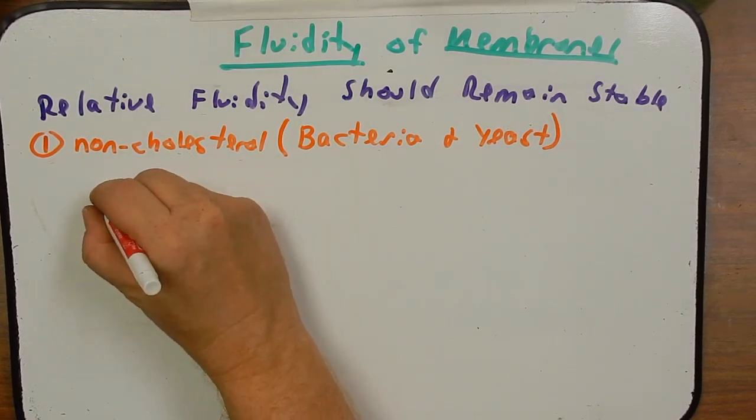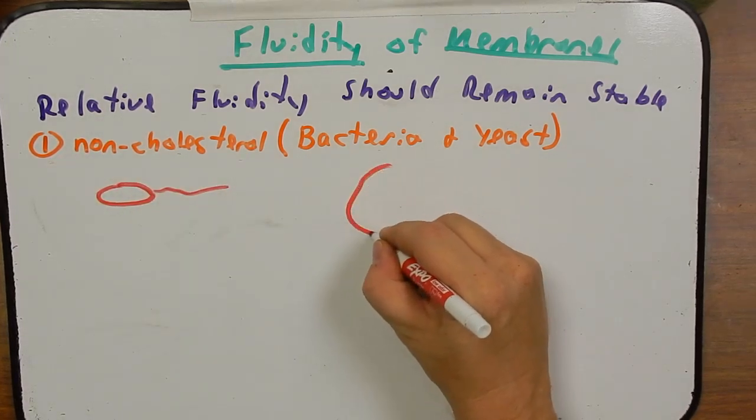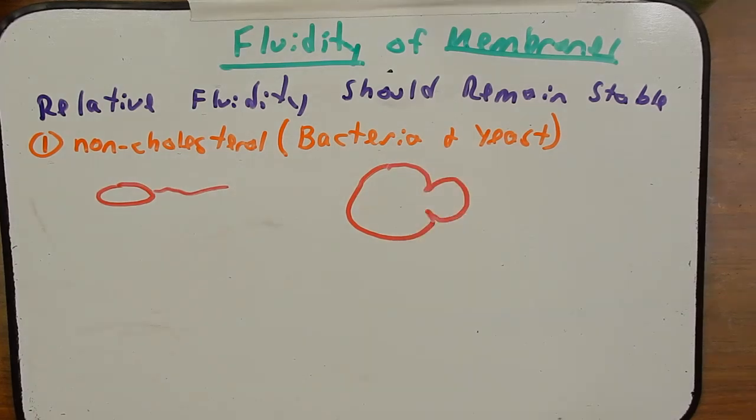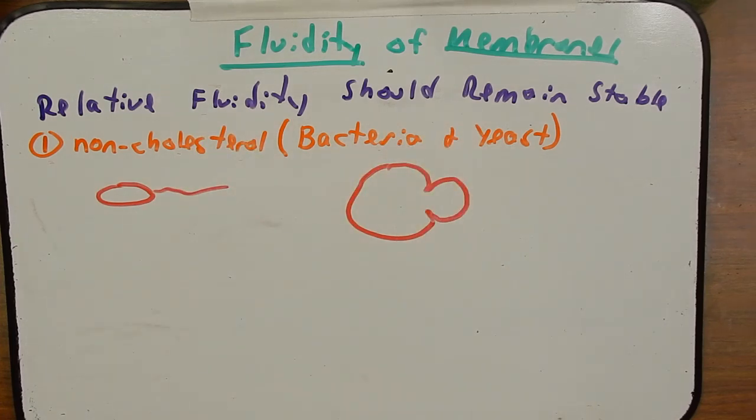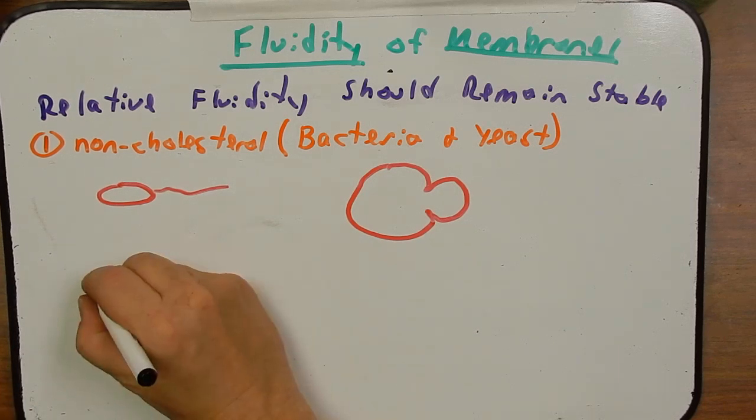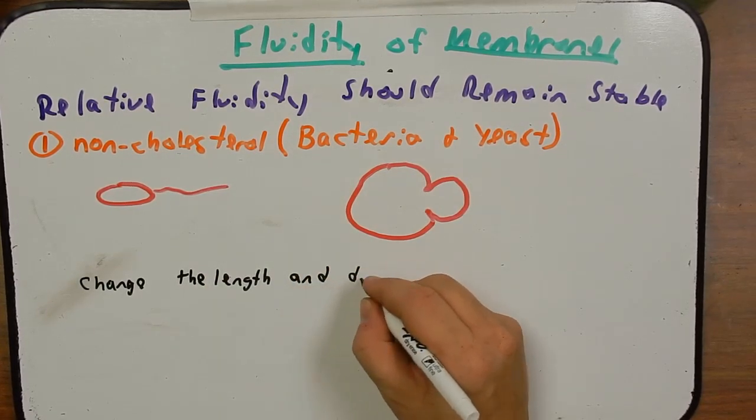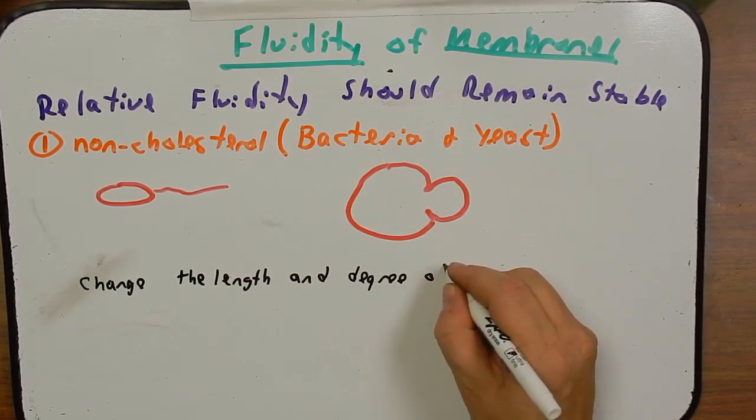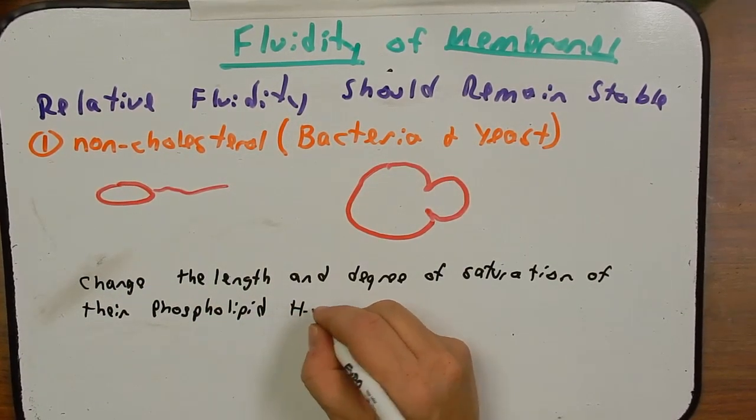So I'm going to draw a bacterium here, and here is a yeast cell that's budding. In order to survive, they have to have a way to maintain this relative fluidity. They don't have cholesterol, but what they have done is they've adapted a rather amazing strategy to survive. And what they can do is they can change the length and degree of saturation of their phospholipid hydrocarbon chains.